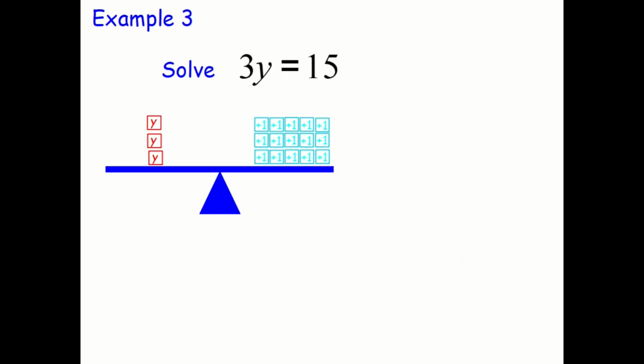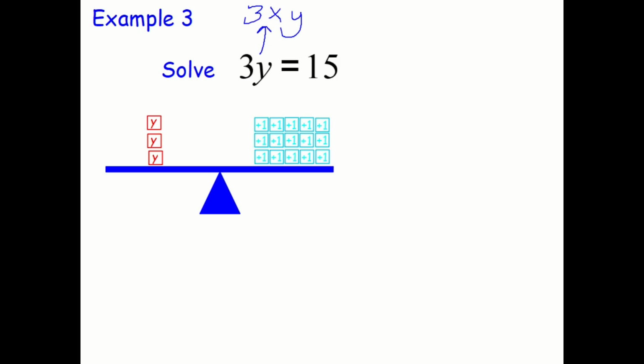Okay, example number 3. Solve 3y equals 15. Well, if we think back to our algebraic notation, and you can always watch the video on algebraic notation, 3y equals, what does it mean? It means 3 multiplied by y. So 3 multiplied by y is equal to 15.